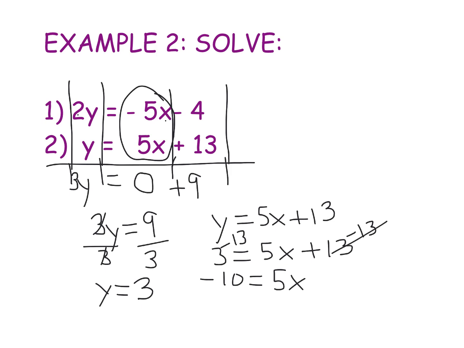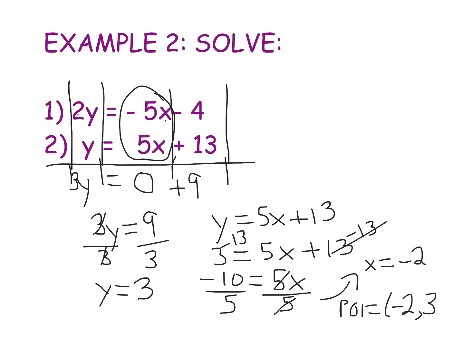So now minus 10 equals 5x, and if I divide both sides by 5, I know we're doing stuff backwards here. We're solving on the right-hand side, and that might throw a few people off with having the x on the right, but that's okay. Negative 10 divided by 5 is negative 2, so x equals negative 2, and our POI is going to be negative 2, comma 3.